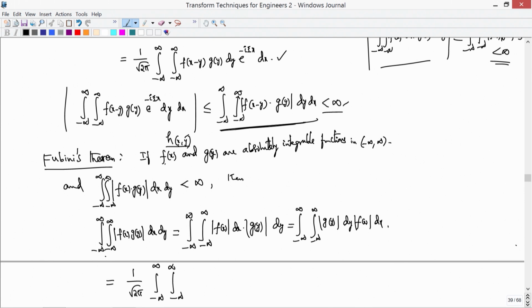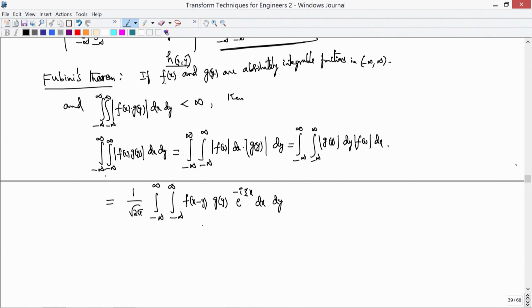So, minus infinity to infinity. This iterated integral, instead of doing it this way, I get f of x minus y, g of y, e power minus i xi x. Earlier I had dy and then dx. Now, I do first dx and then dy. Now, we look at 1 by root 2 pi integral from minus infinity to infinity, inside the dx part, that is f of x minus y e power minus i xi x dx into g of y dy.